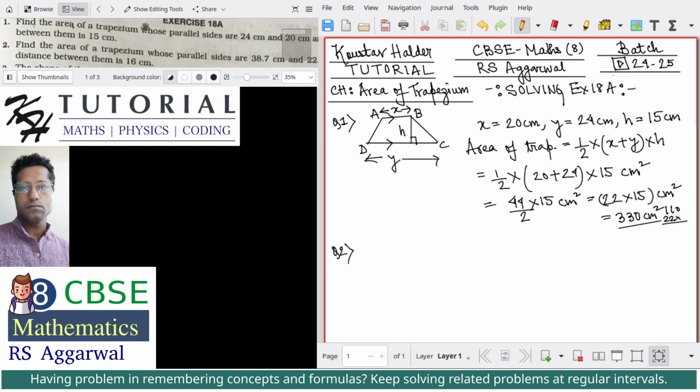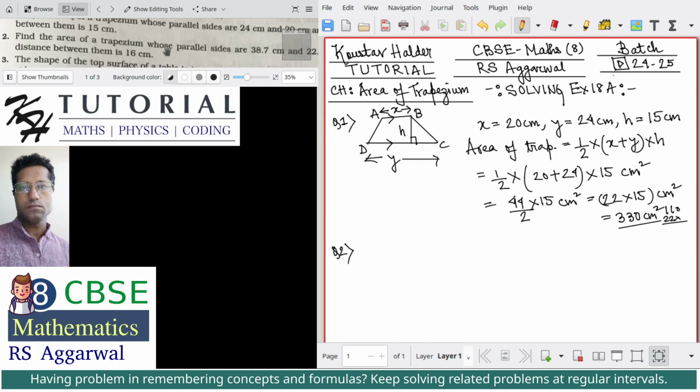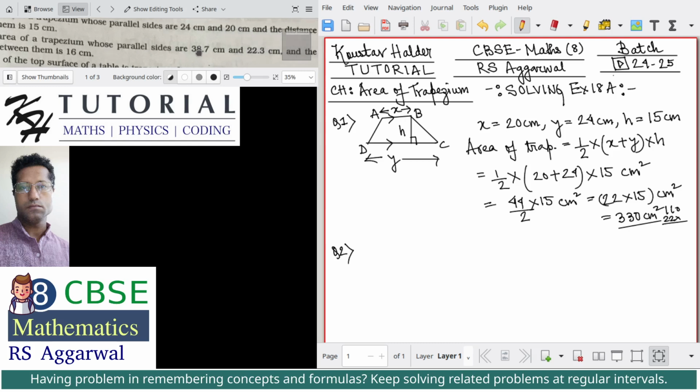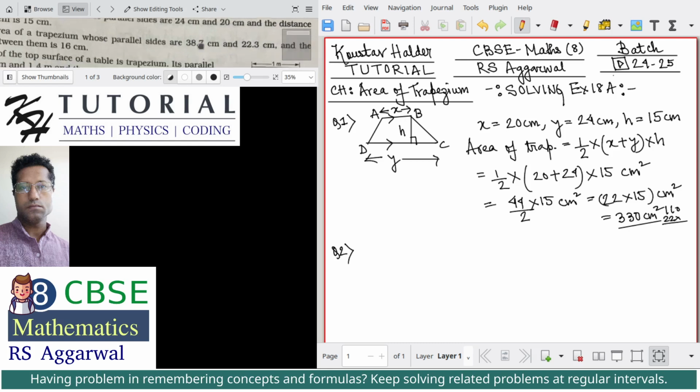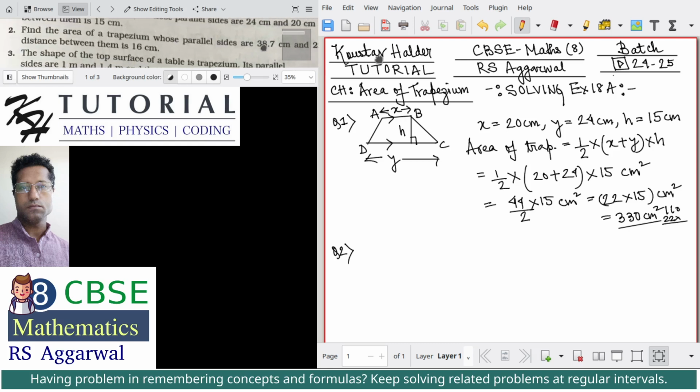It says find the area of a trapezium whose parallel sides are 38.7 centimeter and 22.3 centimeter, and the distance between them is 16 centimeter. I won't do this because this is exactly as the problem number 1. So this problem I will skip. This is same as question number 1.